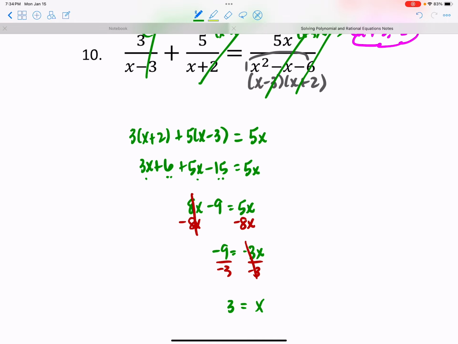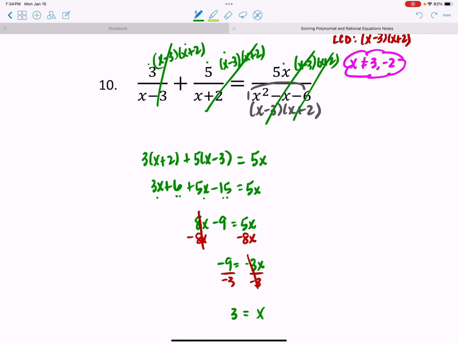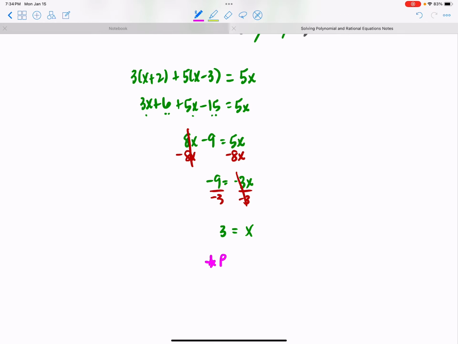Now this positive 3 we said up here was not going to be an option for solutions. So if you're solving a rational equation and the only solution you get happens to be something that is restricted, it means that the rational equation doesn't have any valid solutions. So this is what we would call an extraneous solution. And even though it's called a solution, it's not. So this is not a valid solution.